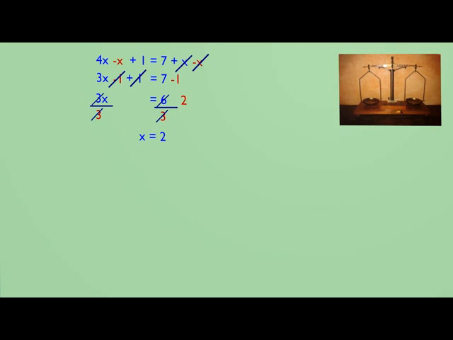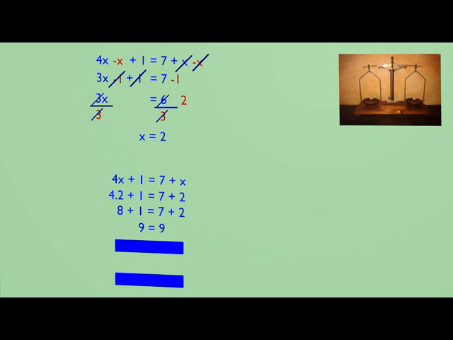I recommend you to verify the results by replacing the x in the beginning equation by your results. 4x plus 1 equals 7 plus x. If x equals 2, 4 times 2 plus 1 equals 7 plus 2. Then 8 plus 1 equals 7 plus 2. 9 equals 9, which is correct. So 2 is indeed the solution of the equation. Is it still all the same to you?